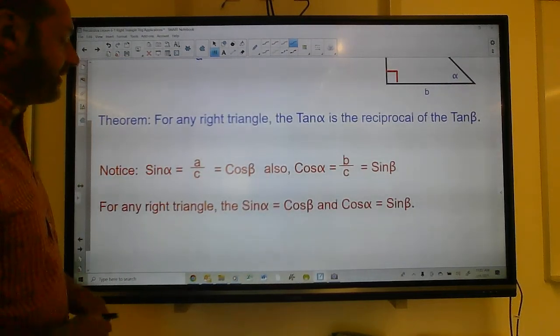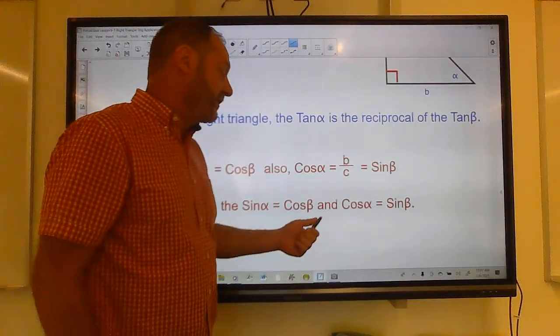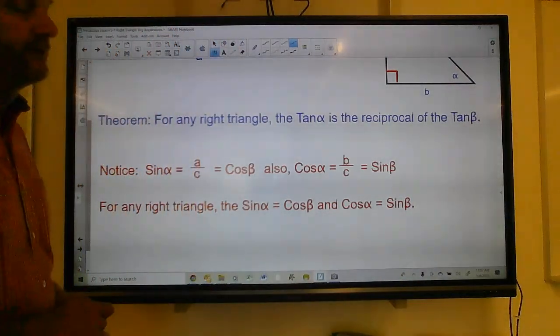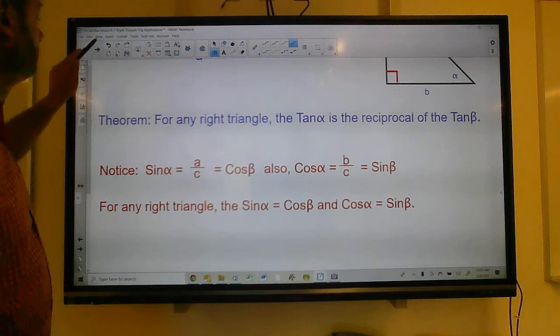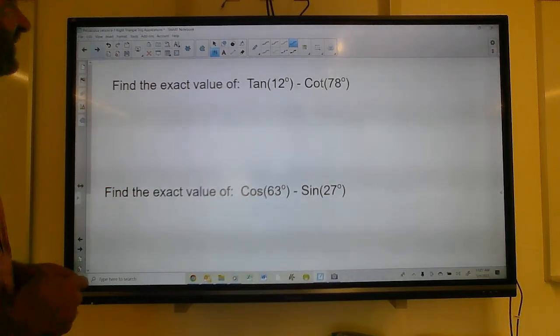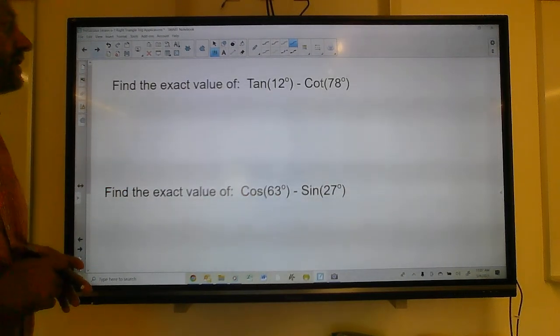For any right triangle, the sine of alpha is the cosine of beta, and the cosine of alpha is going to be the sine of beta. Okay, that's going to help us with problems like this.